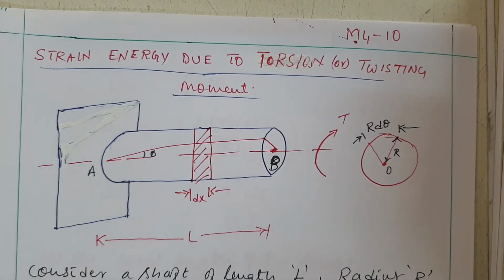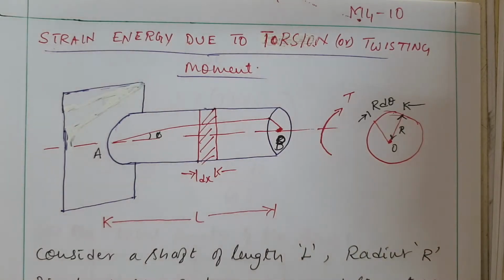Welcome. Today we'll see a derivation related to strain energy due to torsion or twisting moment. In order to explain torsion or twisting moment, I considered a shaft.